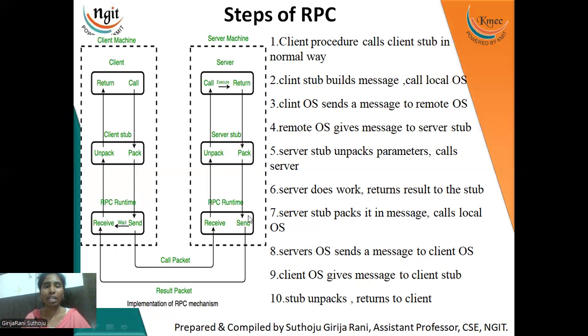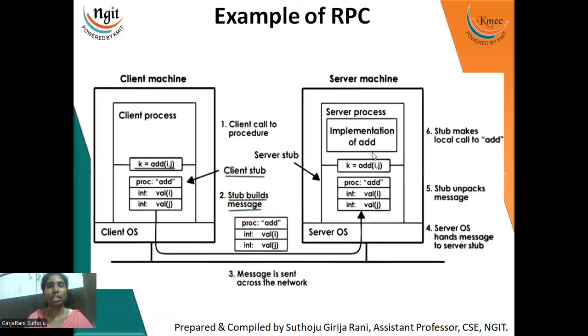RPC runtime has the capacity to move from server to client. So immediately from server to client, the result packet will be sent to the RPC of client. From here, client stub will take that and unpack the result, and the final result will be printed on the client machine. So this is the procedure which takes place in the steps of RPC, right? So this is a real-time one. We are calling an add functionality. So what is the add functionality?